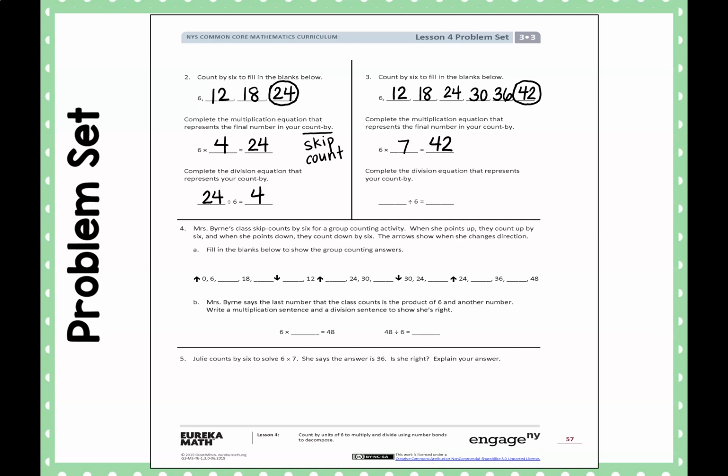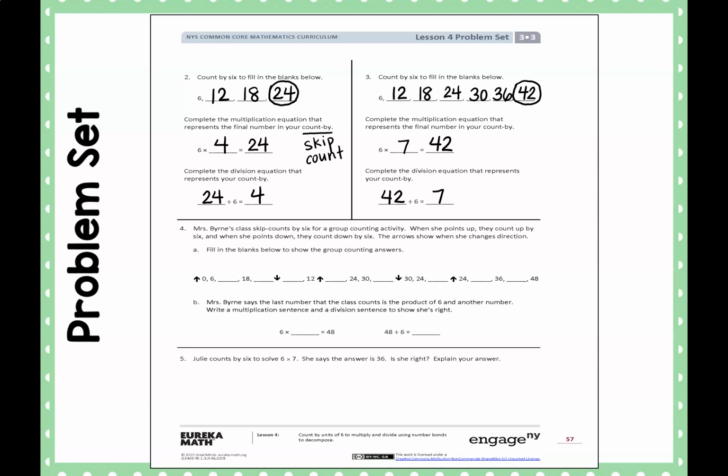Okay, how could we turn that into a division sentence? Okay, well we know the biggest number comes first, so we would take 42 divided by 6. Now what number's missing? Which number haven't we used? 7. Alright, so that was number 3.